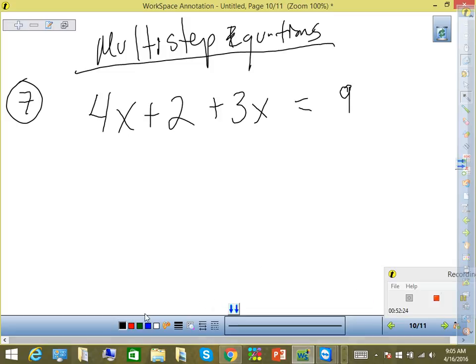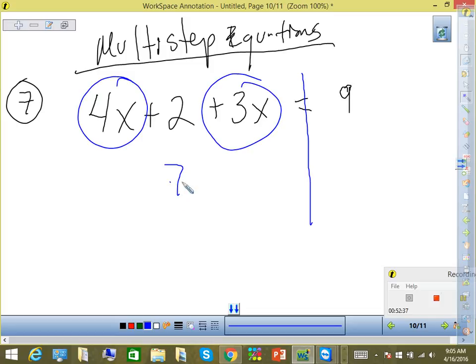All right, first steps first. We always start by simplifying. Draw your line down. Let's simplify this side. Can we combine like terms? Yes, we got 4 and 3. That becomes 7x. Bring down the plus 2 equal to 9. Does that look familiar? Yes. You know what to do from there? Finish it off.